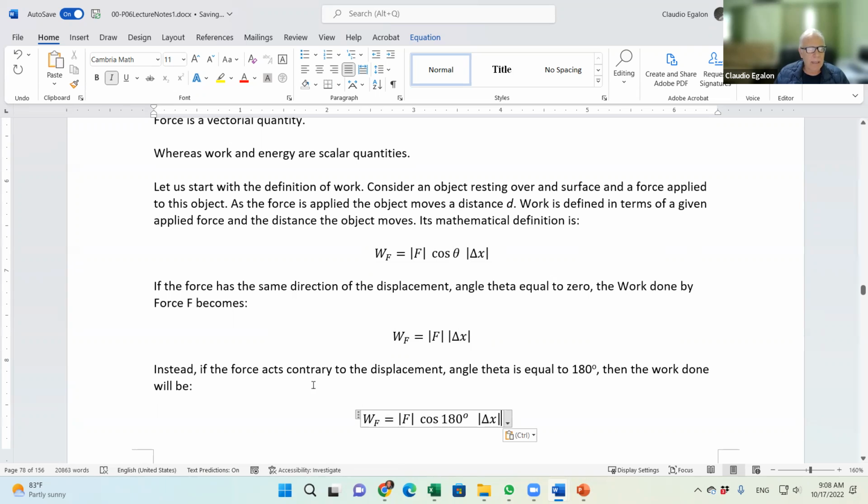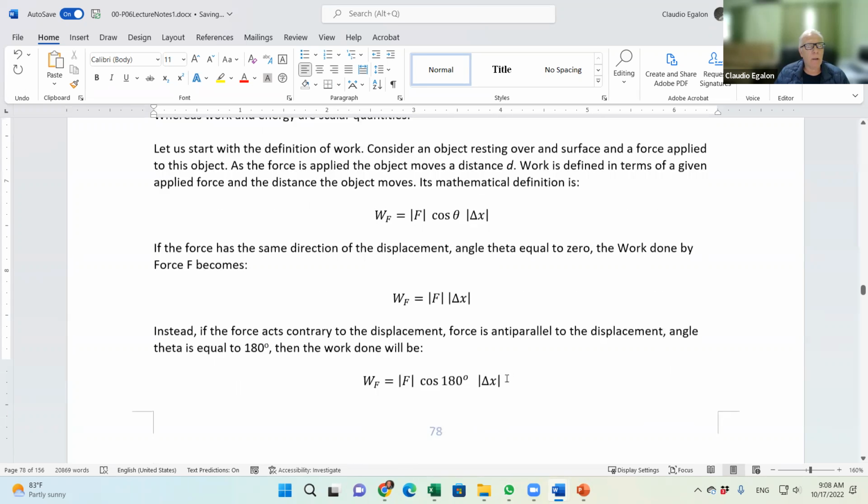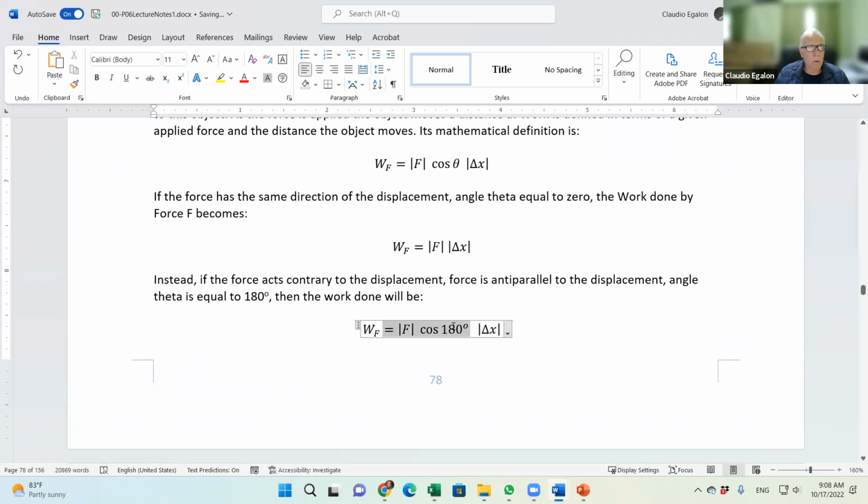So if the force is anti-parallel, contrary to displacement, in other words, force is anti-parallel to the displacement, which means the angle theta is 180 degrees, then the work done is going to be a negative quantity. Okay, just a little practice here.